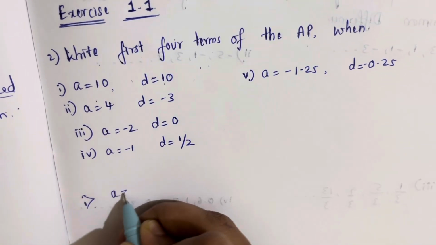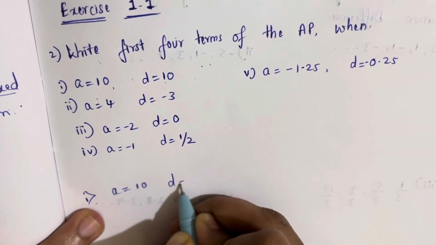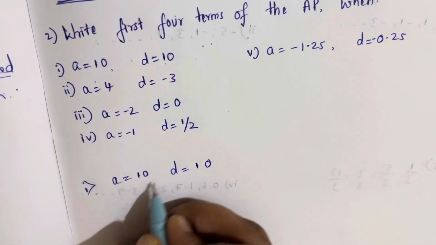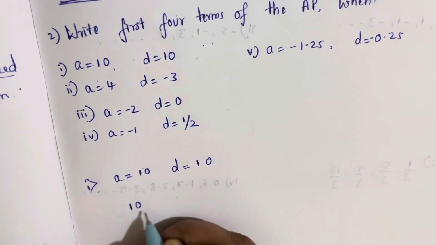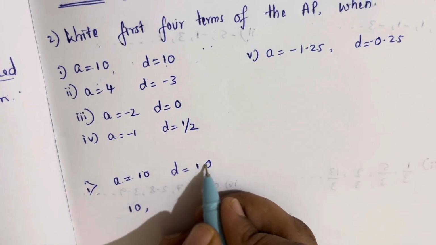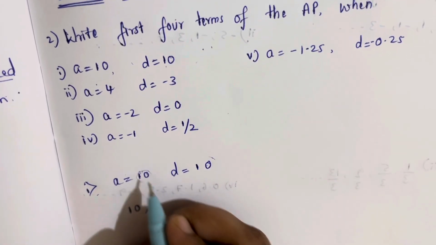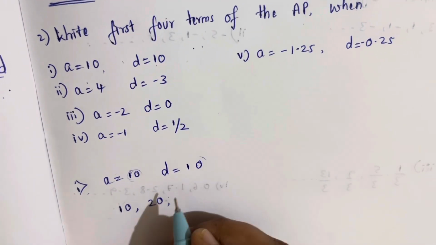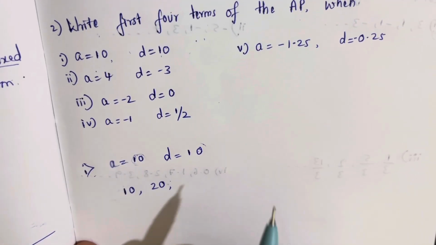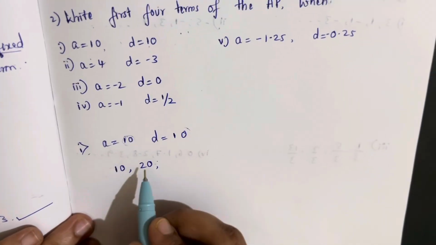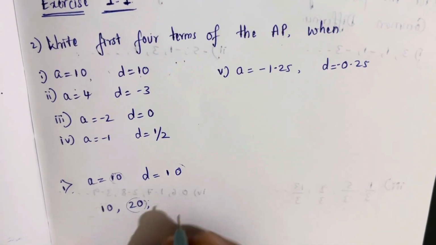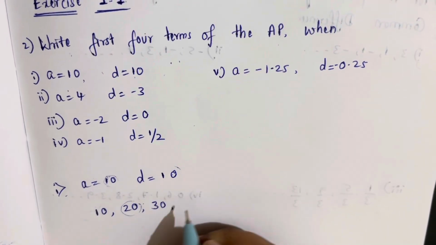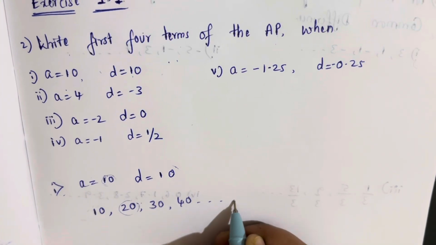Here what is the A value? It is 10 and the difference is nothing but 10. So our series starts with the first term itself, 10, comma, what is the difference? Then we have to add this difference to the first term to get the second term. 10 plus 10 will be 20. Then, as you know, an arithmetic progression has the common difference between the numbers, right? So we will add 10 to this number. 10 plus 20, 30, and 30 plus 10 will be 40. The series goes on like this.